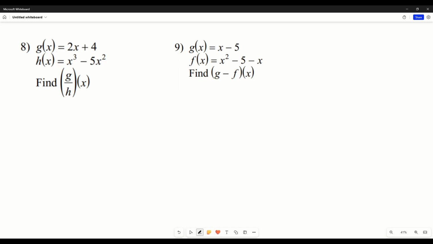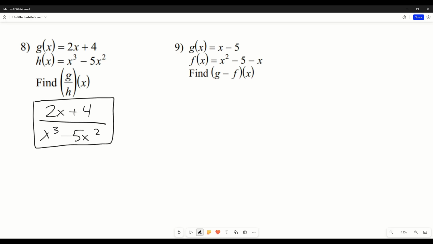We just substitute whatever g of x or h of x equals. When we substitute, we get 2x plus 4 divided by x cubed minus 5x squared. And we look to see if there are any common factors we could cancel out, which there aren't. So this is basically our answer. So g over h of x equals 2x plus 4 divided by x cubed minus 5x squared. That's going to be our answer for question 8.